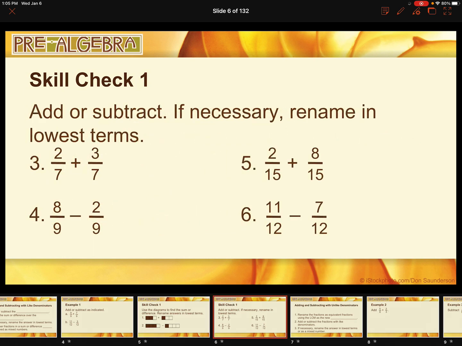Please pause the video and do 3, 4, 5, and 6 on your own, and then you can play it again to check your answers. Number 3, should have gotten 5/7 because 2 plus 3 is 5 over a common denominator of 7. Number 4, you should have gotten 6/9 and then realized that you needed to reduce it to 2/3.